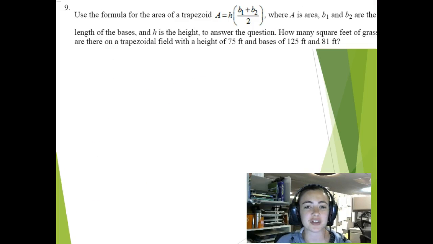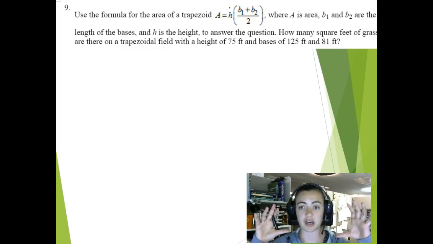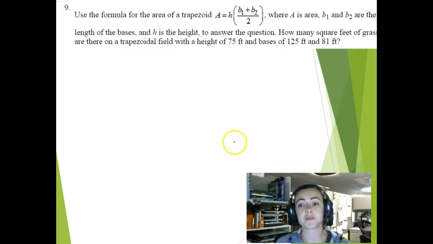The last question on the quiz asked you to use this formula for a trapezoid. A is equal to h times the quantity of b1 plus b2 divided by 2, where A is the area, b1 and b2 are the lengths of bases, and h is the height. So how many square feet of grass are there on a trapezoidal field with a height of 75 feet and bases of 125 feet and 81 feet?